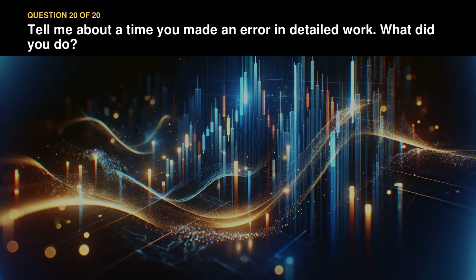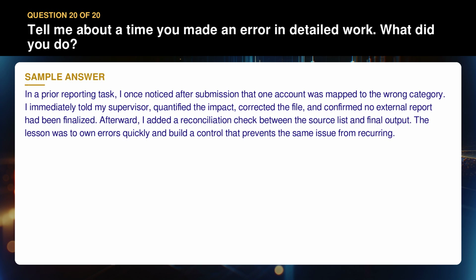Question 20. Tell me about a time you made an error in detailed work. What did you do? In a prior reporting task, I once noticed after submission that one account was mapped to the wrong category. I immediately told my supervisor, quantified the impact, corrected the file, and confirmed no external report had been finalized. Afterward, I added a reconciliation check between the source list and final output. The lesson was to own errors quickly and build a control that prevents the same issue from recurring.